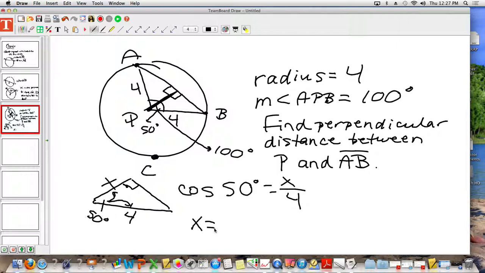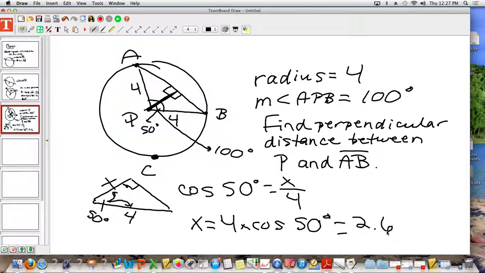Do we multiply or divide? Multiply. So we're going to take 4 times the cosine of 50 degrees. 4 times the cosine of 50 degrees, what do you get? 2.6. So that's the perpendicular distance between point P and chord AB.